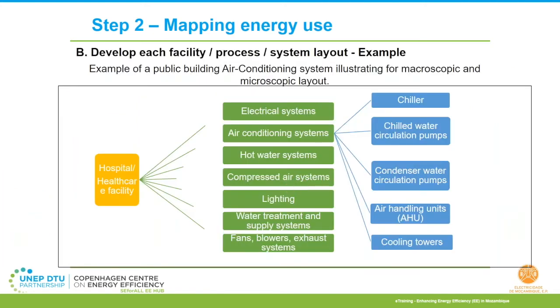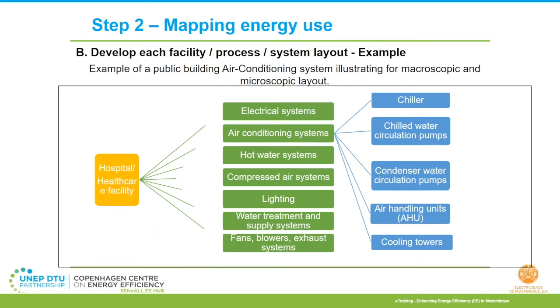Step two, again, once you have a boundary in place, it is time to develop a layout. Example here shows the macroscopic and microscopic layout for a multi-specialty hospital building. I'm just giving an example here. Let's say first we split into the systems at system level, that is electrical systems, the drives, the air conditioning systems and all, lighting and all.